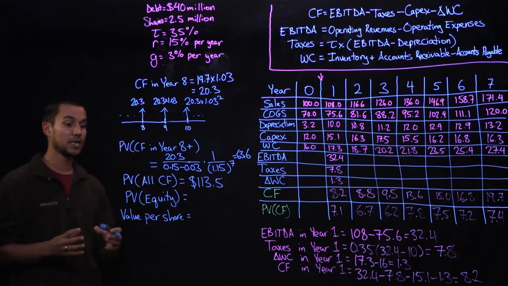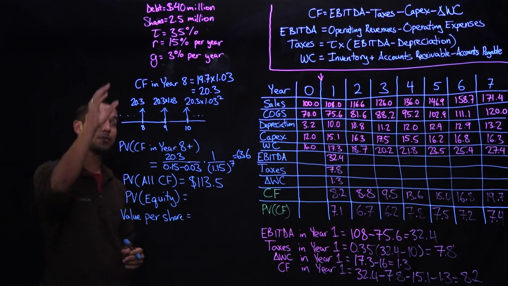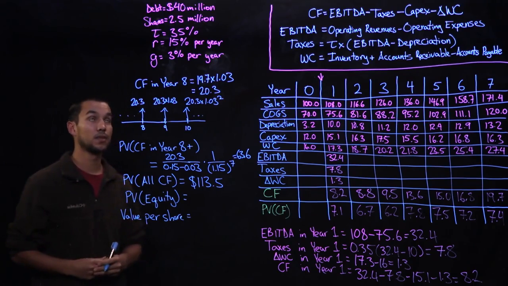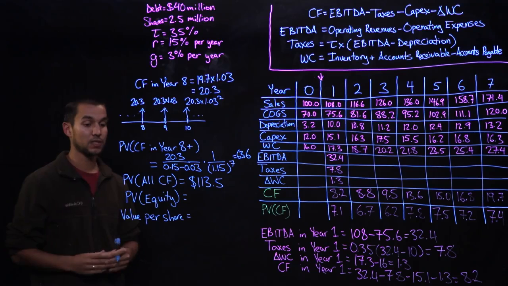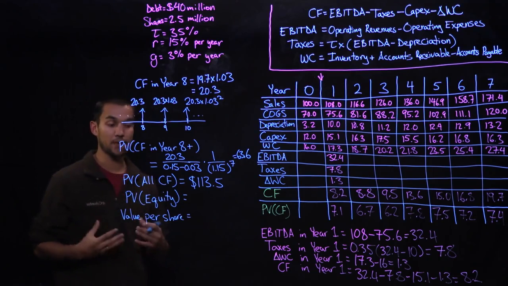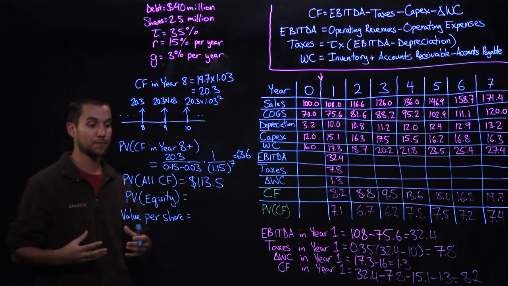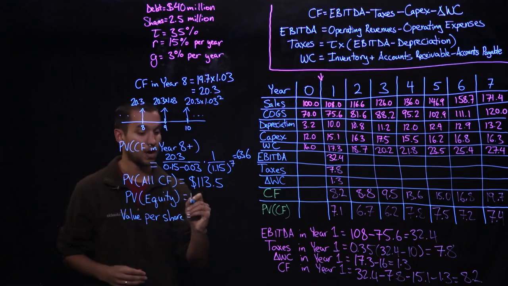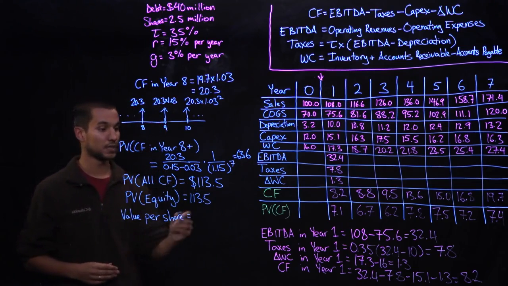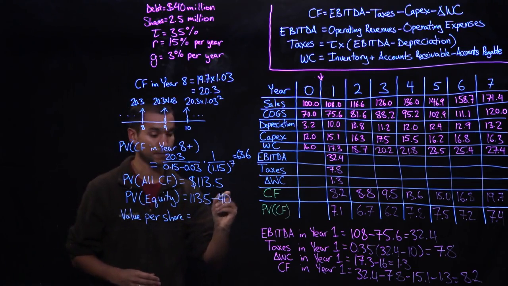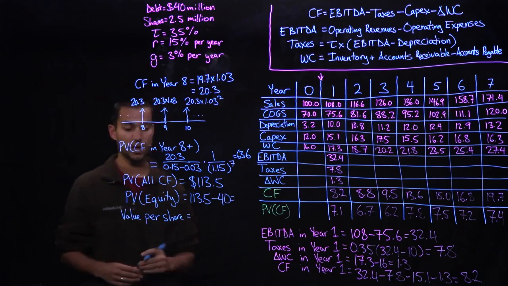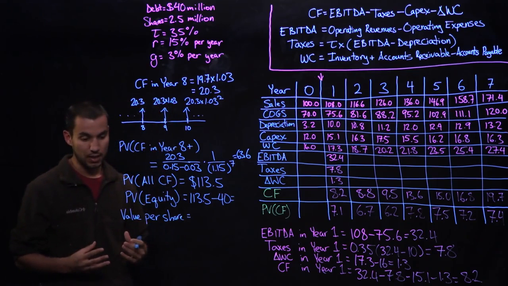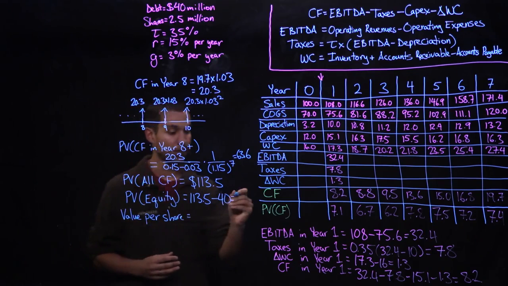In order to get the value of our equity, we have to remember to subtract the value of the debt. So the value of our equity, the value that can be claimed by shareholders, is going to be equal to $113.5 million minus the debt, which is $40 million. And when we do that, we get that the value of the equity is $73.5 million.